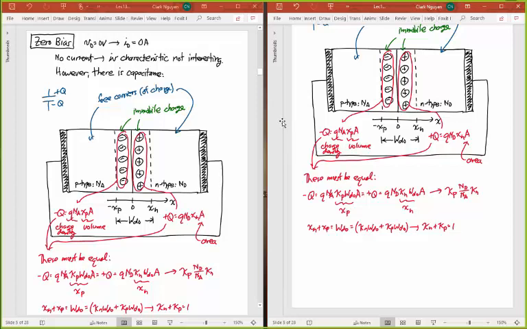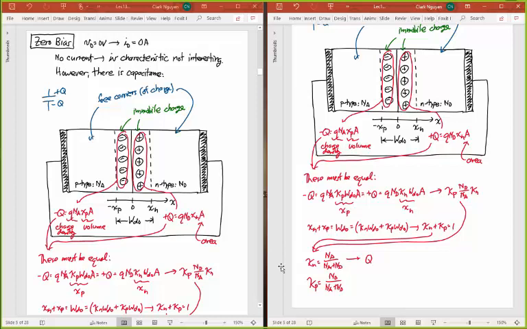And with this, I can combine that with this up here. And with a little bit of algebra, I can pull out that kappa n then has to be equal to N sub A over N sub A plus N sub D, and that kappa p has to be equal to N sub D over N sub A plus N sub D.